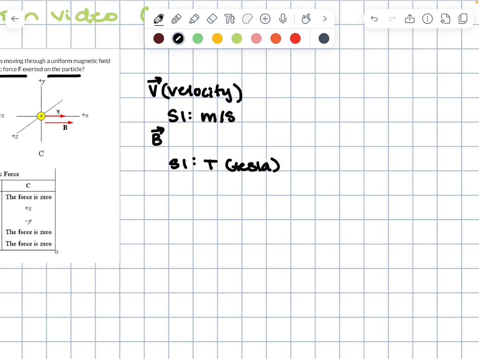And then the last thing I want to define is the magnetic force, which we're trying to find here. The definition for that is a deflecting force that's exerted on a moving charged particle by a magnetic field. And we measure magnetic force with the SI unit in newtons, which is a capital N.